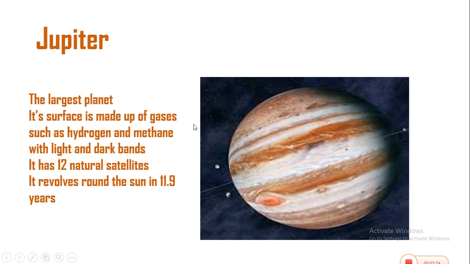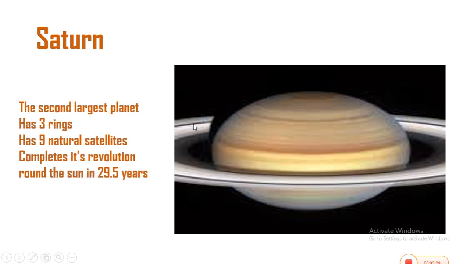The next planet is Saturn. Saturn is the 2nd largest planet. It has 3 rings. You can see the rings around it. It has 9 natural satellites. It completes its revolution around the Sun in 29.5 years.